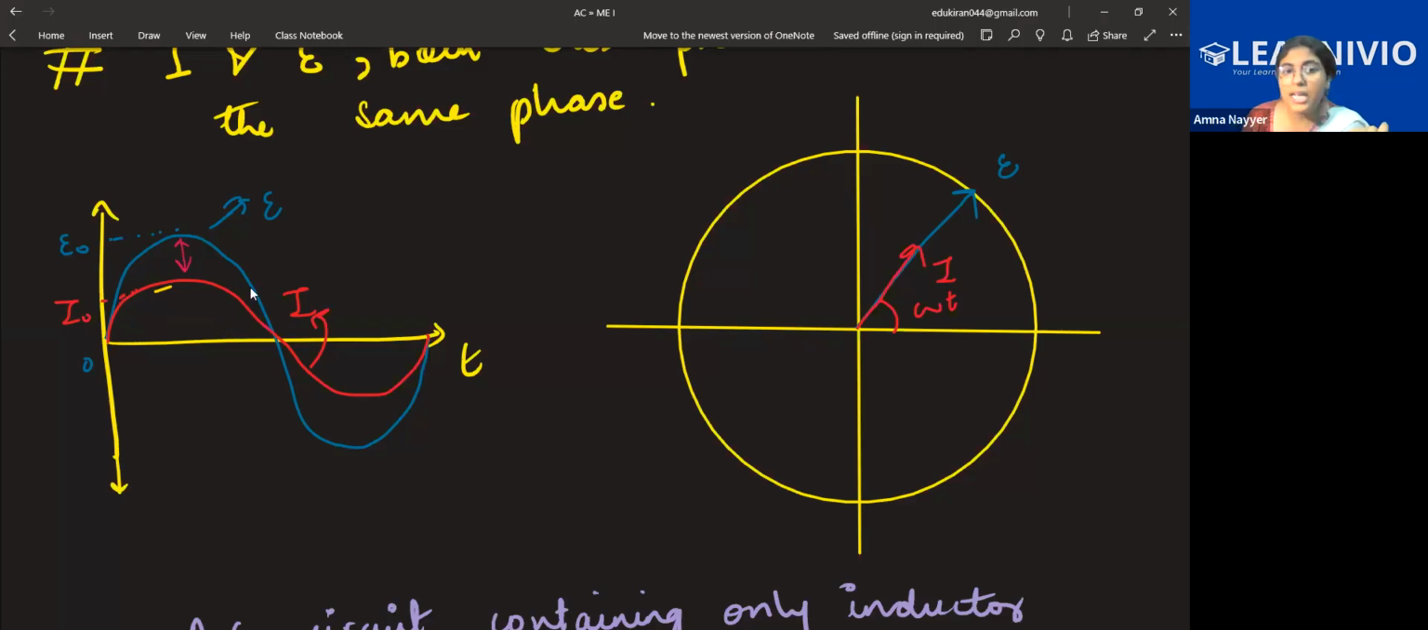If I make current like this and EMF like this, that will just depict its magnitude. And right now we are not concerned with the magnitude. We are talking about the phase. Phase means the angles between the waves. That is the same.